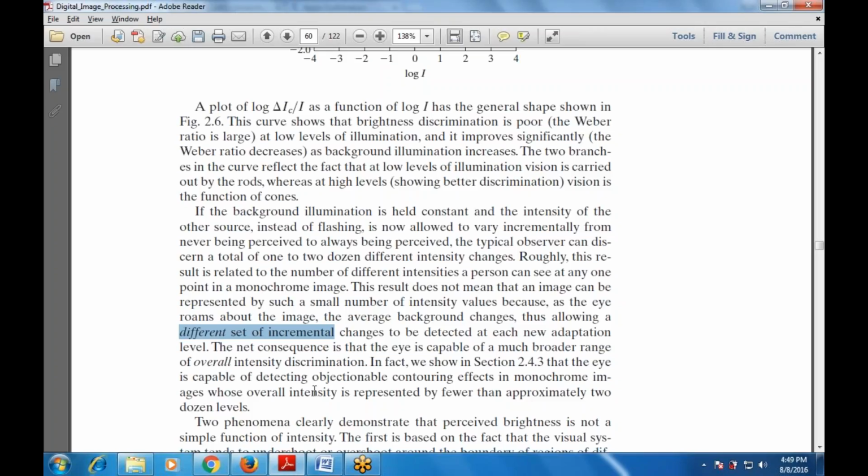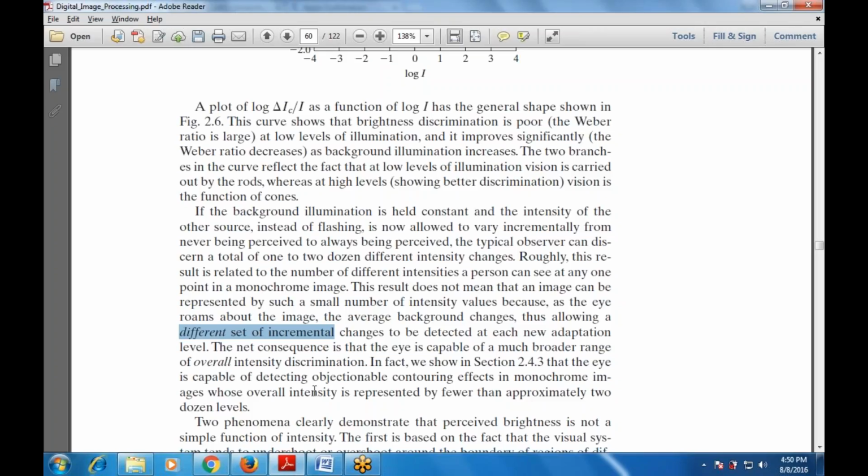So when we talk about discrimination, high and low, it depends on the Weber ratio. The net consequence is that the eye is capable of a much broader range of overall intensity discrimination. In fact, we show in section 2.4.3 that the eye is capable of detecting objectionable contouring effects in monochrome images whose overall intensity is represented by fewer than approximately two dozen levels.